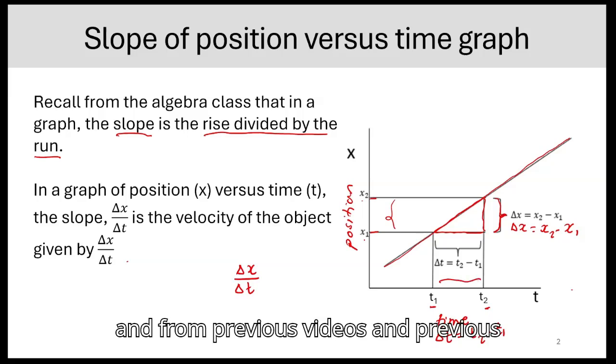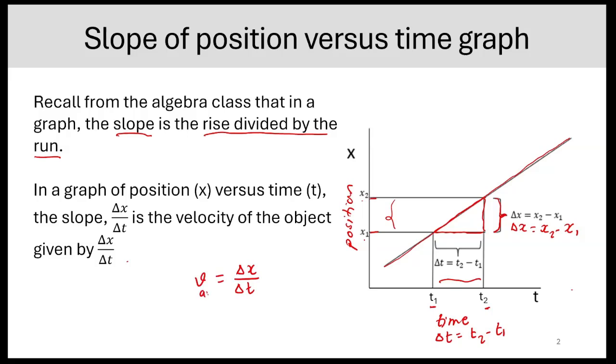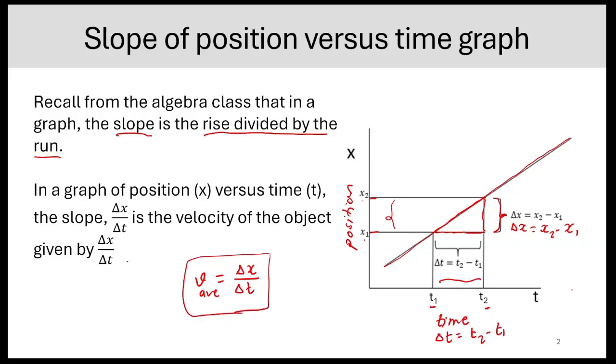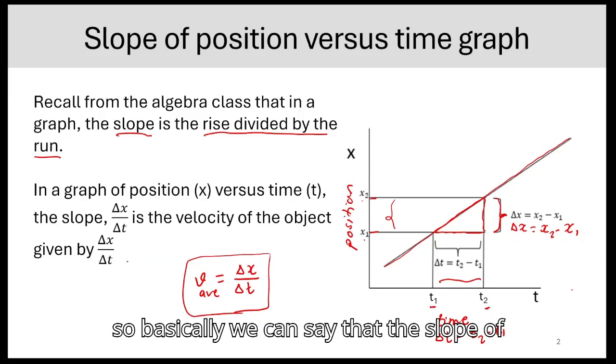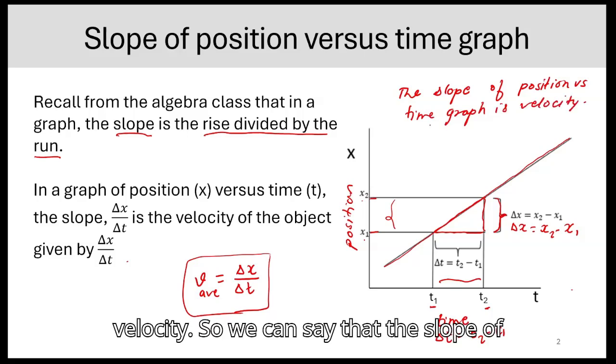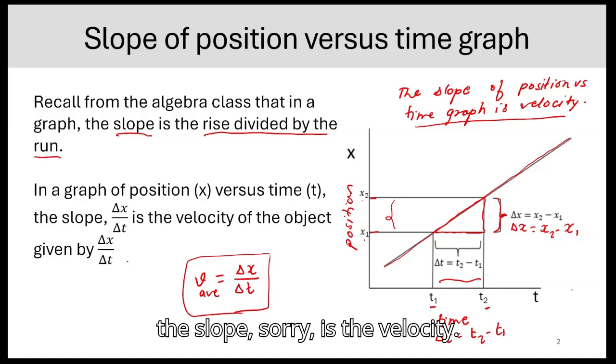From previous videos and lecture materials, we know that the ratio of change in position to change in time is defined as the velocity. So basically we can say that the slope of a position versus time graph is velocity.